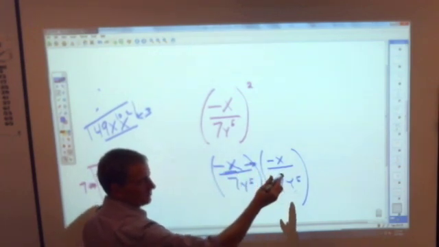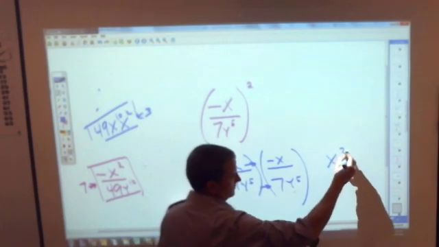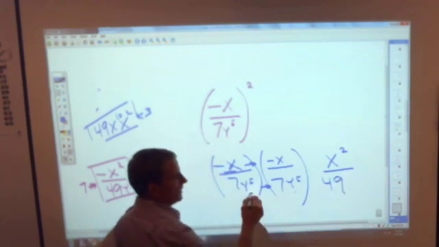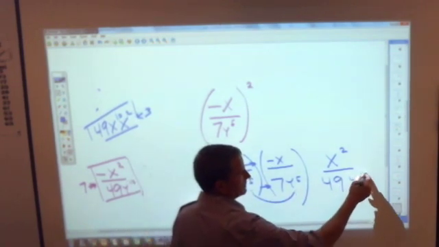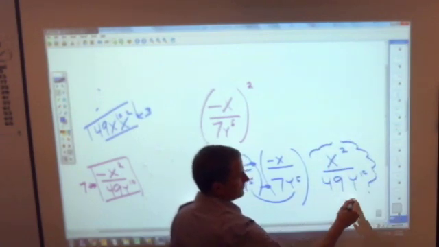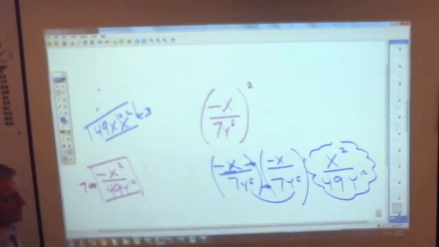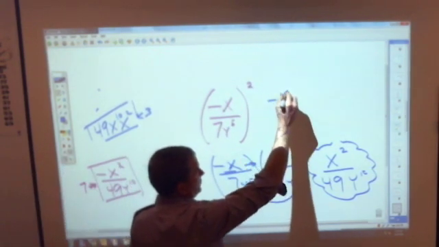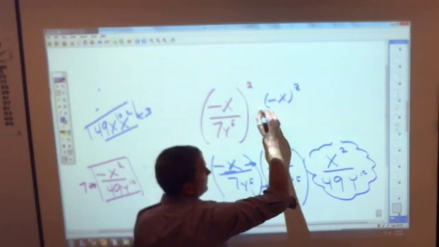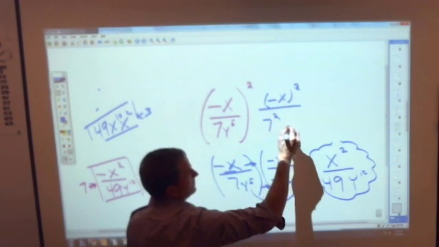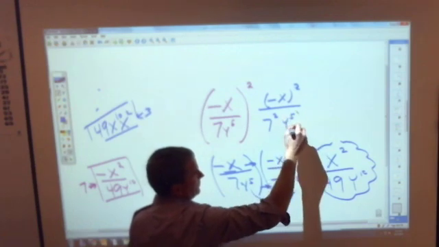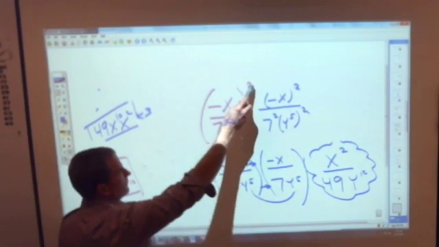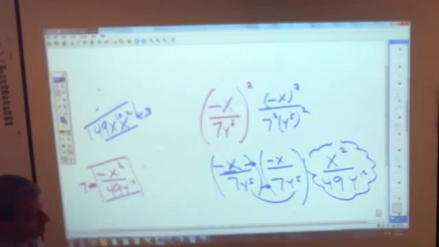What is a negative x times negative x? Positive x. Wait, no. X squared. 7 times 7 is 49. Y to the 5th times y to the 5th is y to the 10th. Yes, I finally got one right. If you distributed out the exponent, it would look like this: negative x squared over 7 squared y to the 5th squared. So it could still give you that same thing. Remember, this exponent goes for every factor inside of that.